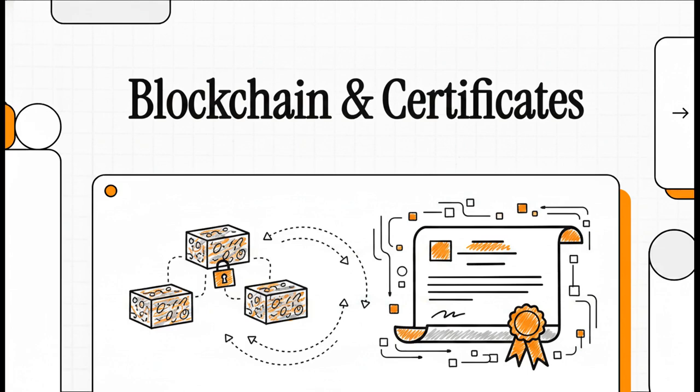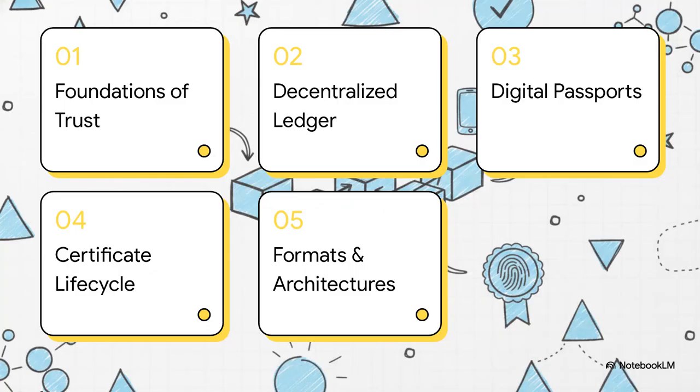Let's get into it. So, here's our roadmap for today. We'll start with the foundations of digital trust, move on to blockchain and the decentralized ledger, then dive into certificates, which act as your digital passport. After that, we'll look at managing the certificate lifecycle and wrap things up with certificate formats and architectures.